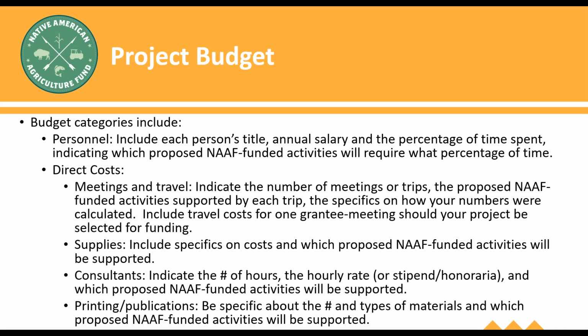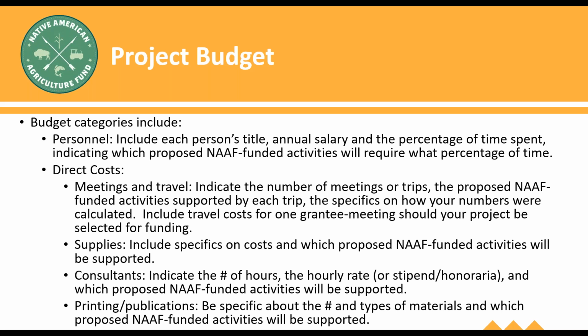On budget categories, think about your personnel who's going to be involved, their title, their annual salary, and the percentage of time you think they're going to use NAAF funding to actually work, as a total of their salary year, for instance. On direct costs, meetings and travel, indicate the number of meetings or trips you're going to take. We're asking everyone, and it's in the RFA, to set aside some money out of their budget to come to an annual grantee meeting. If you are a successful grantee, you'll be advised of that, but we need everyone to go ahead and include travel costs for at least one person on your team to come to a grantee meeting should you be selected for funding.